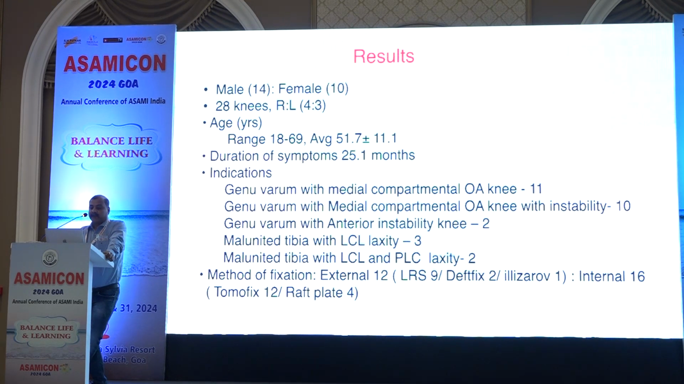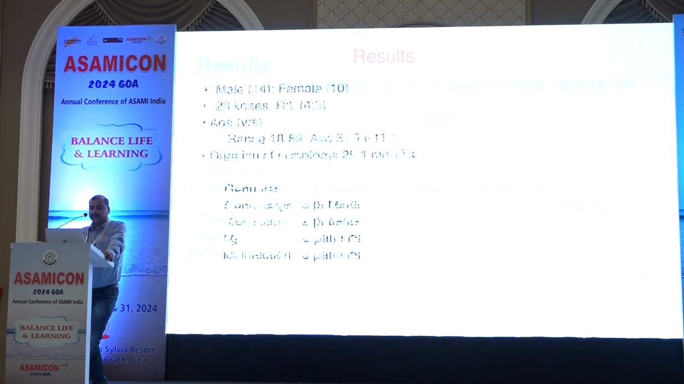Our indication for surgery was primary osteoarthritis with varus in 11 cases, primary osteoarthritis with instability in 10 cases, with ACL instability in 2 cases, and malunited tibia with LCL laxity in 3, and with LCL and PLC laxity in 2 patients. We chose the external fixation method in 12 and internal fixation in 16 patients.